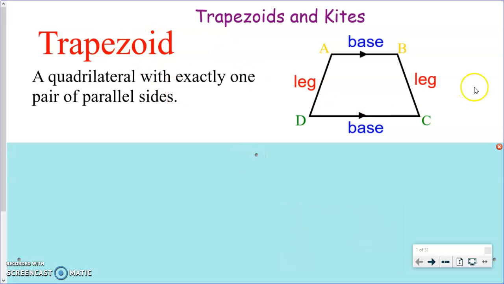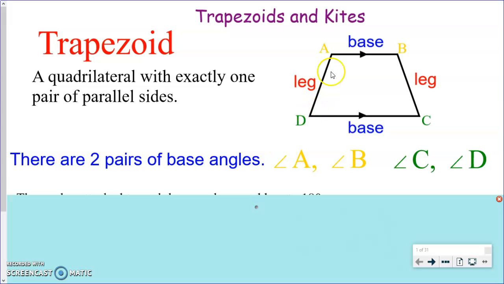So trapezoids are quadrilaterals. They have two bases, and those two bases are going to be parallel to each other. The bases are different lengths, but they are parallel. The other two sides are called legs. They are not going to be parallel, and they might be the same length, or they might be different lengths.